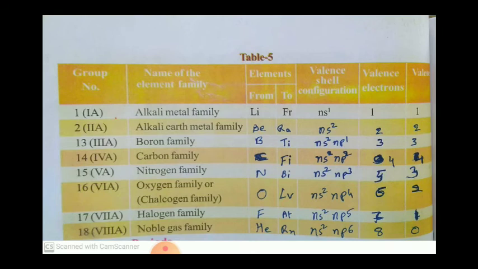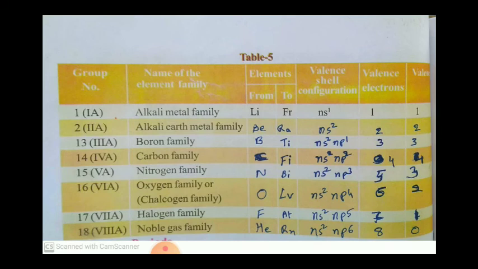Valency is 3 because any atom has to get 8 electrons in its outermost shell to obtain the noble gas configuration. But here the nitrogen family elements have 5 electrons in the valence shell. It is easier to gain 3 electrons than to give away 5 electrons. That's why its valency is 8 minus 5, which is equal to 3.